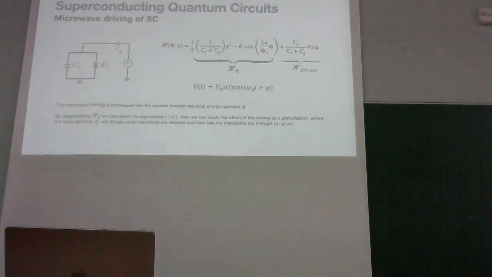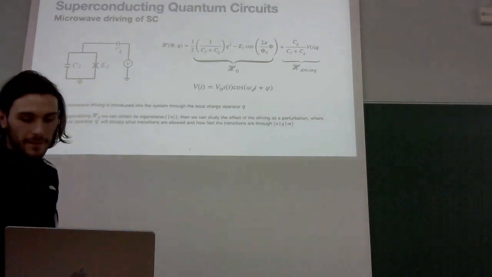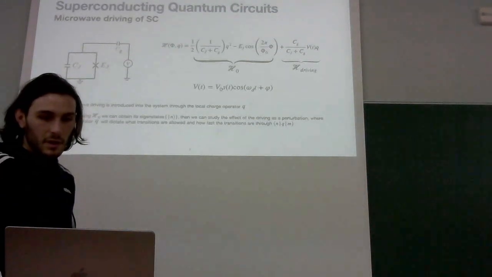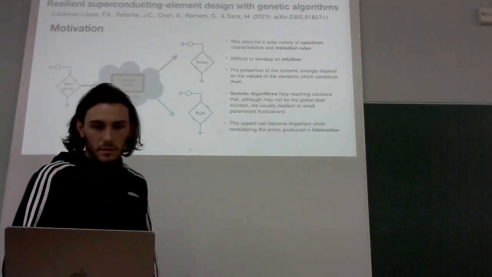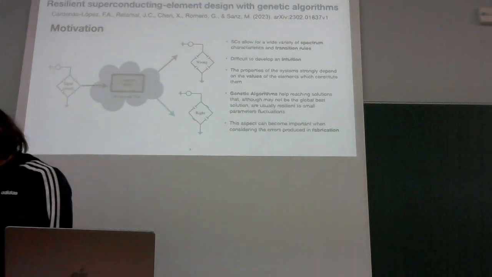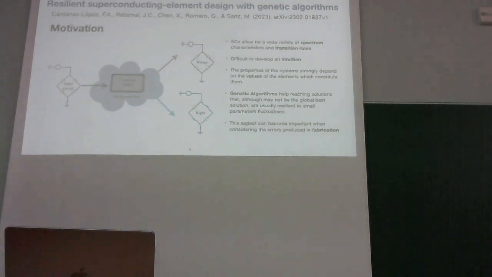Just wanted to highlight that the local operator of the node is what gives us the information about what transitions are allowed or not by using this driving, and how fast the transitions are. Okay, so right now I'm going to change, now that I think maybe you get a hint about superconducting circuits.